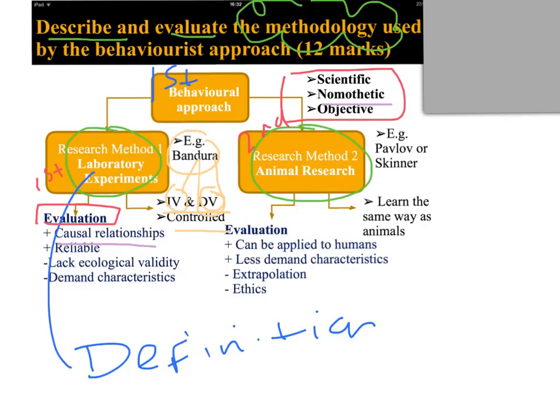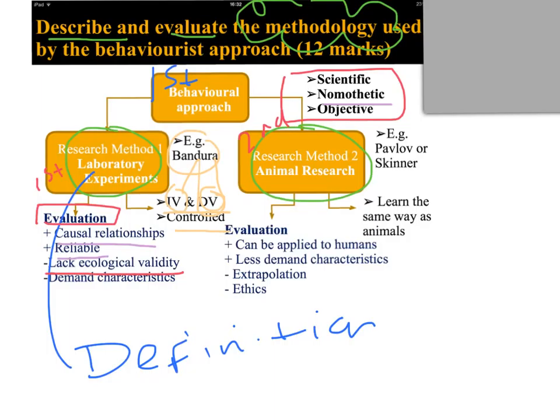Also, because the studies are well controlled, they can be repeated. And because they can be repeated, we can test for the reliability of the results. The problems, though, come with the artificial nature. Bandura's study was done in a laboratory situation at a university. That means that it was artificial.